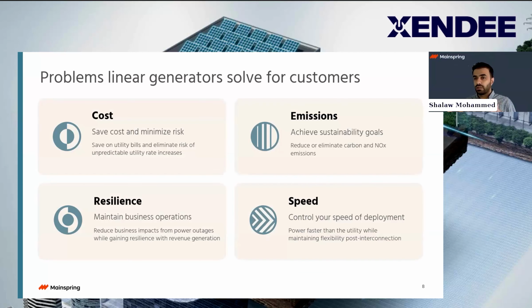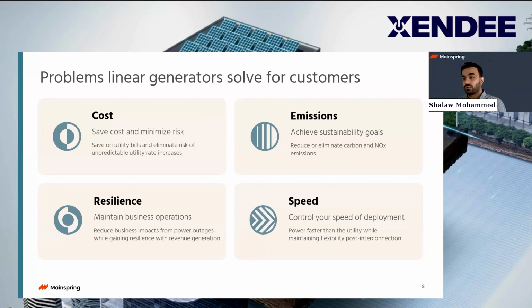What problems can the linear generator solve for? Well, a linear generator can typically solve for these four use cases. These are not the only use cases that a linear generator can solve for, but typically this is what the customers have approached us with. And we've noticed no matter what the customer is, whether they're a data center, a landfill, a grocery store, or a cold storage, they typically have very similar problems. This is the common denominator between them. And they'll rank these problems in a different order, obviously depending on their priorities.